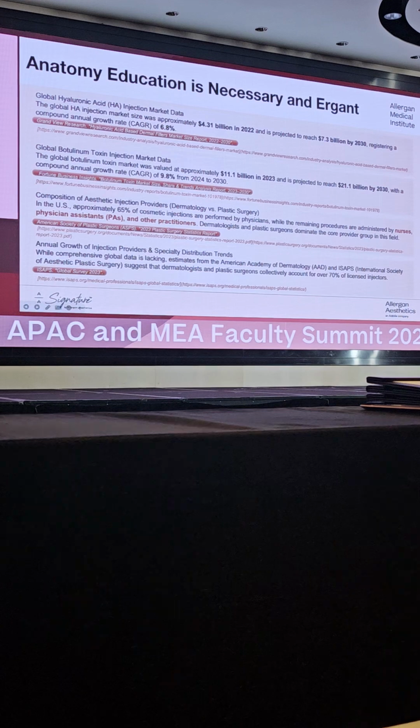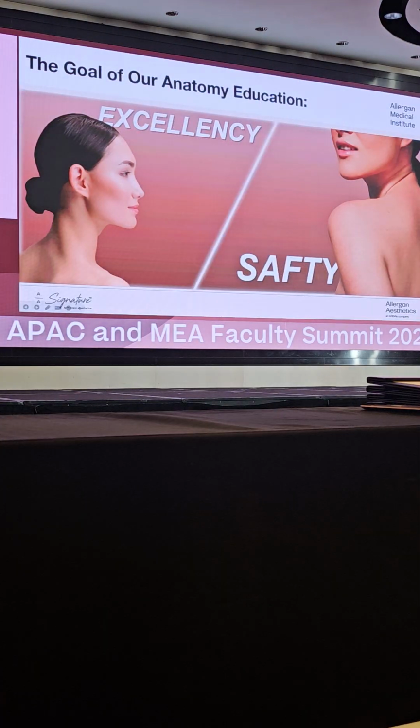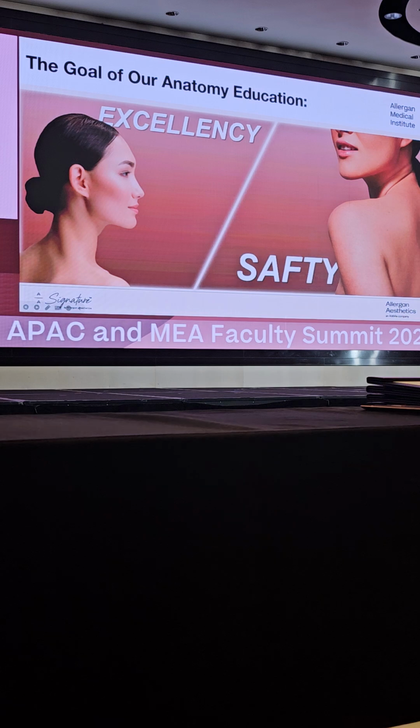With the really rapid growth of today's cosmetic market, there is also a simultaneous growth in the quality of the injectors. What's more, the background of the injectors is so diversified. There could be plastic surgeons, dermatologists, nurses, and internal medicine practitioners. So as educators, what we try to do is to help our injectors achieve excellence and safety through our anatomy education.